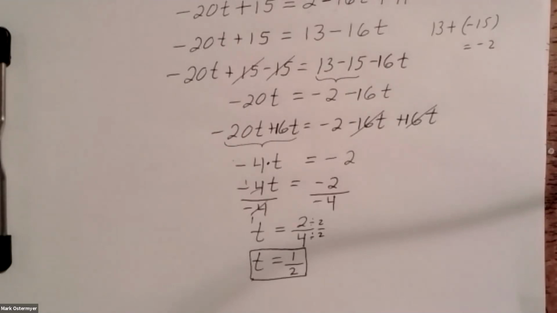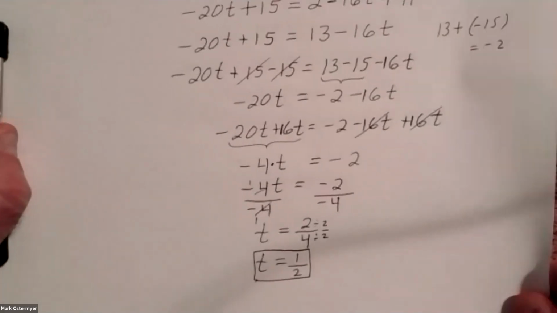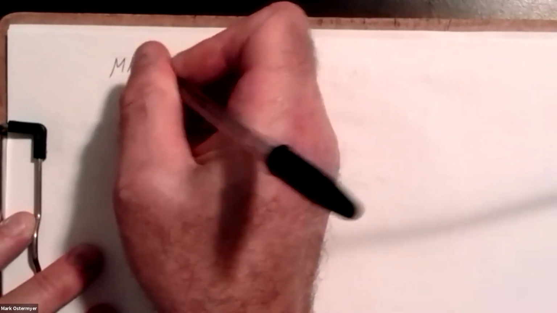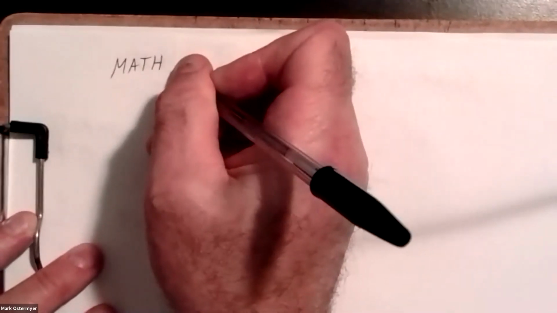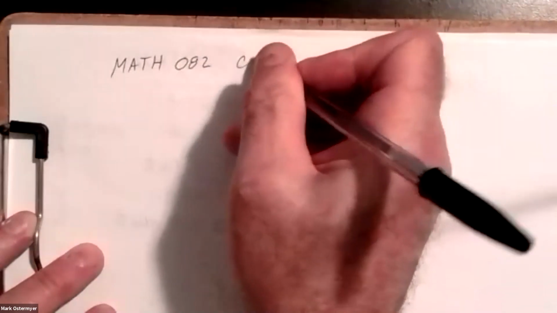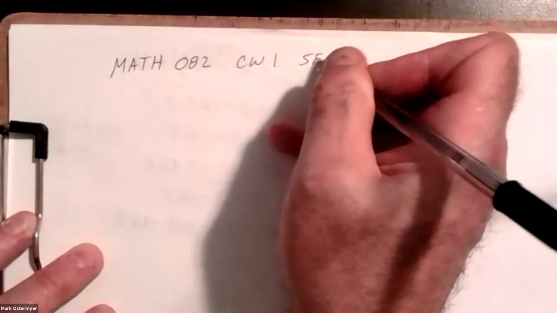All right, are you ready for classwork number 1? Let's try classwork number 1. Please, in the subject line of your email, by all means, put math, then a space, then 082. Classwork 1, this is September 27th.